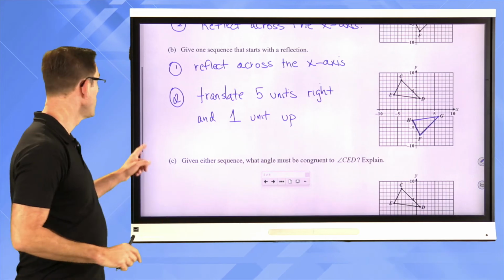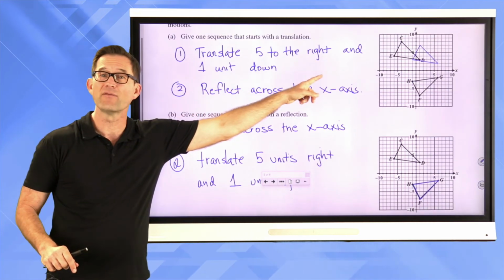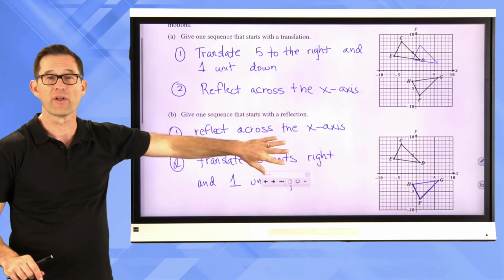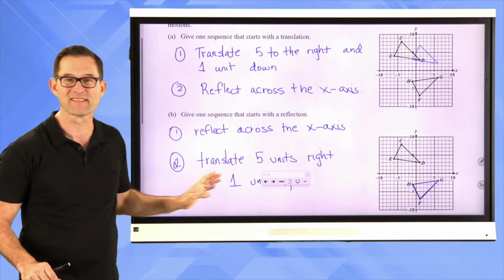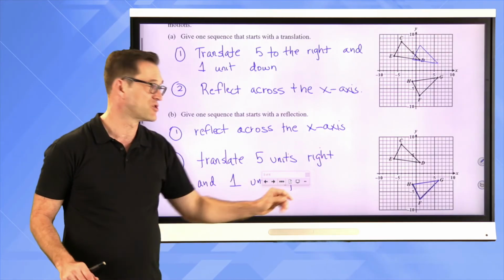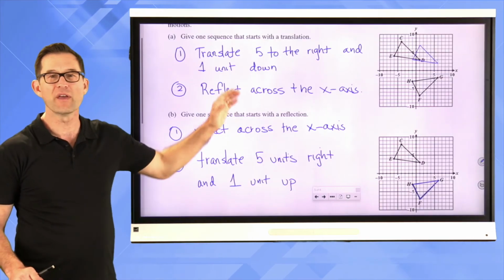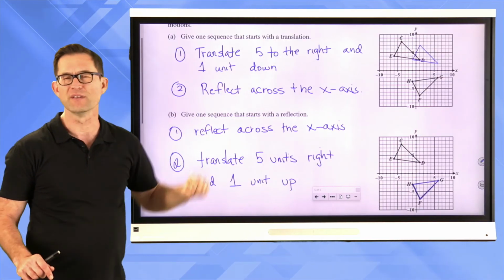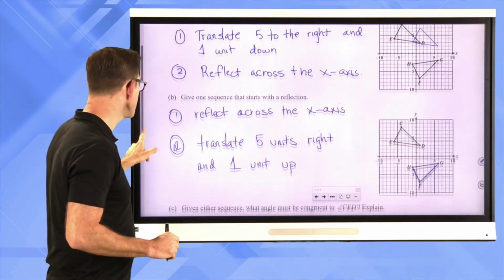By the way, it's kind of cool to look and compare these two. In the first one, I translated 5 to the right and 1 unit down and then reflected across the x-axis. In the other case, I reflected across the x-axis and then I had to move it 5 units right and 1 unit up. You'd think maybe I just flip-flop these two. It doesn't quite work that way. Let's take a look at the last piece of this question.